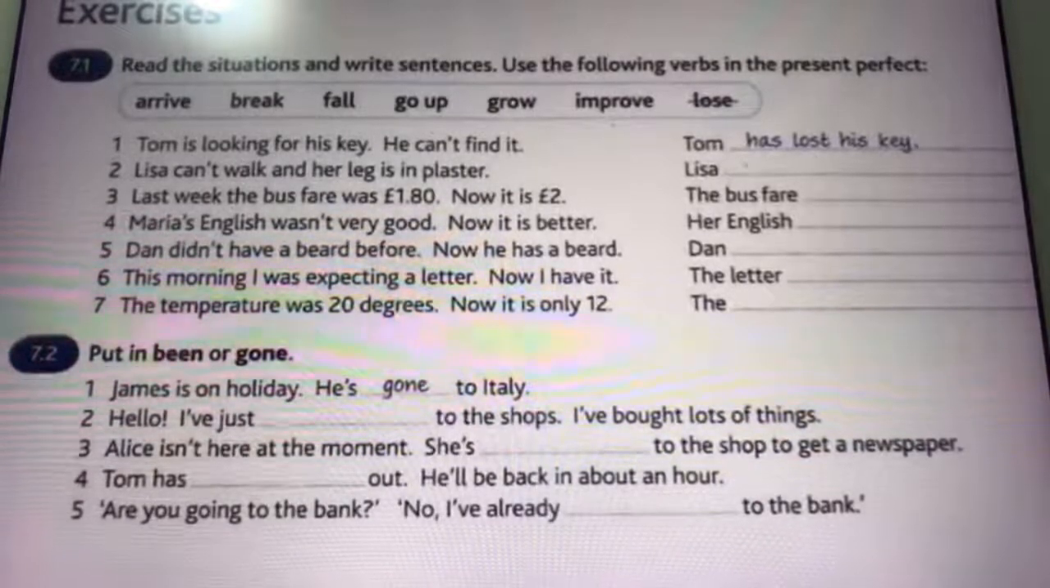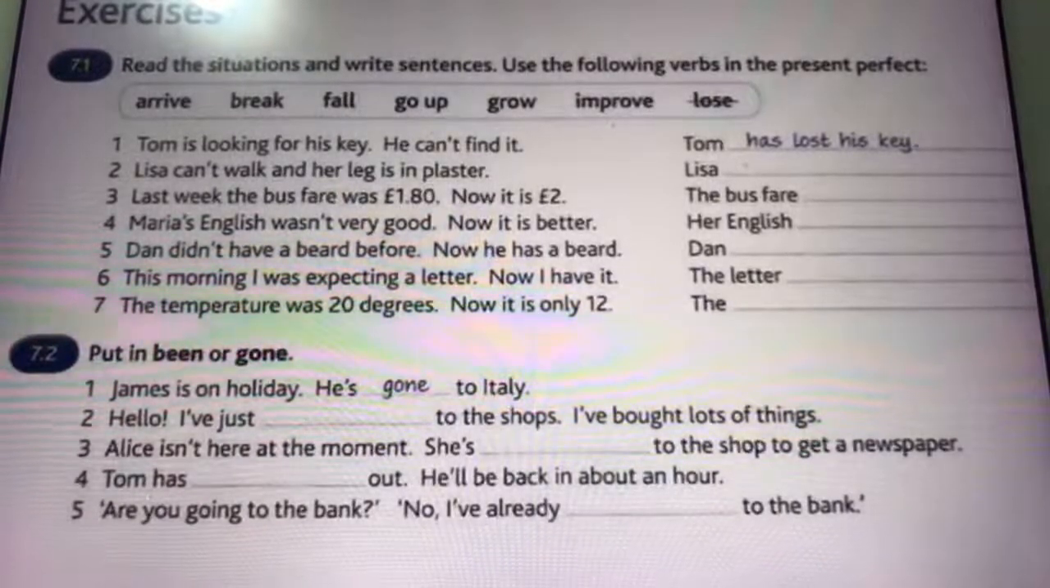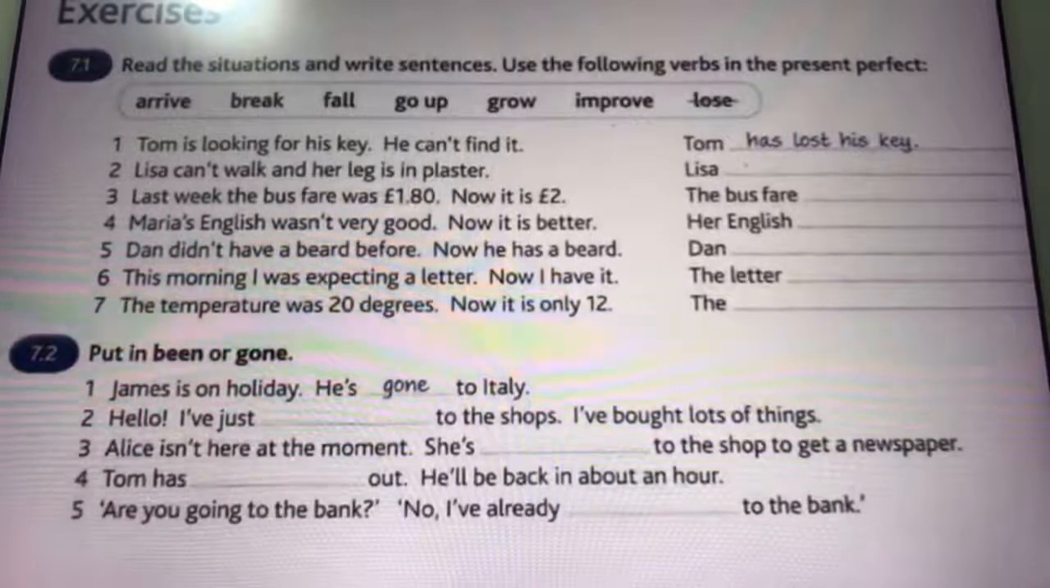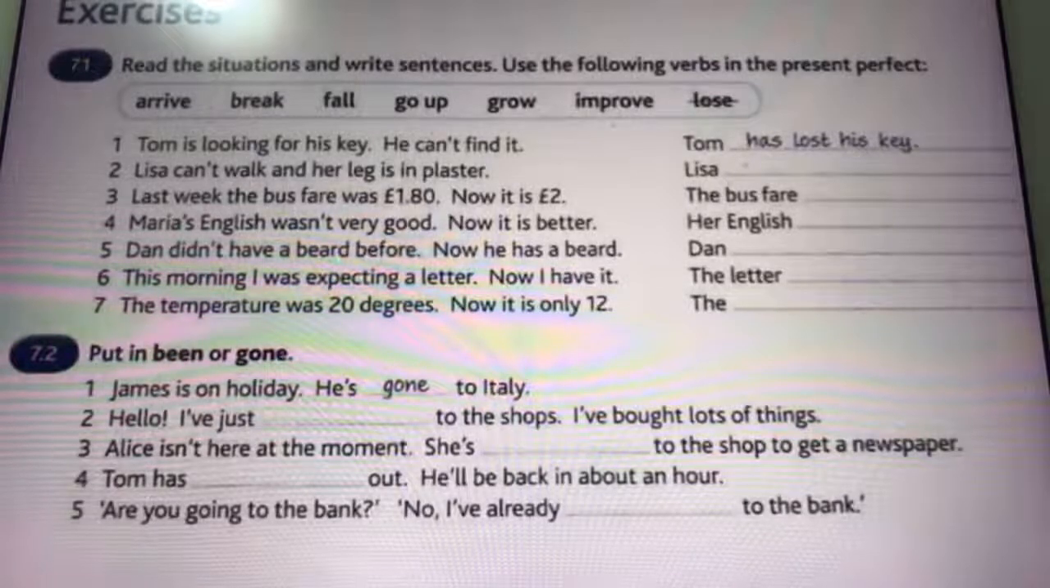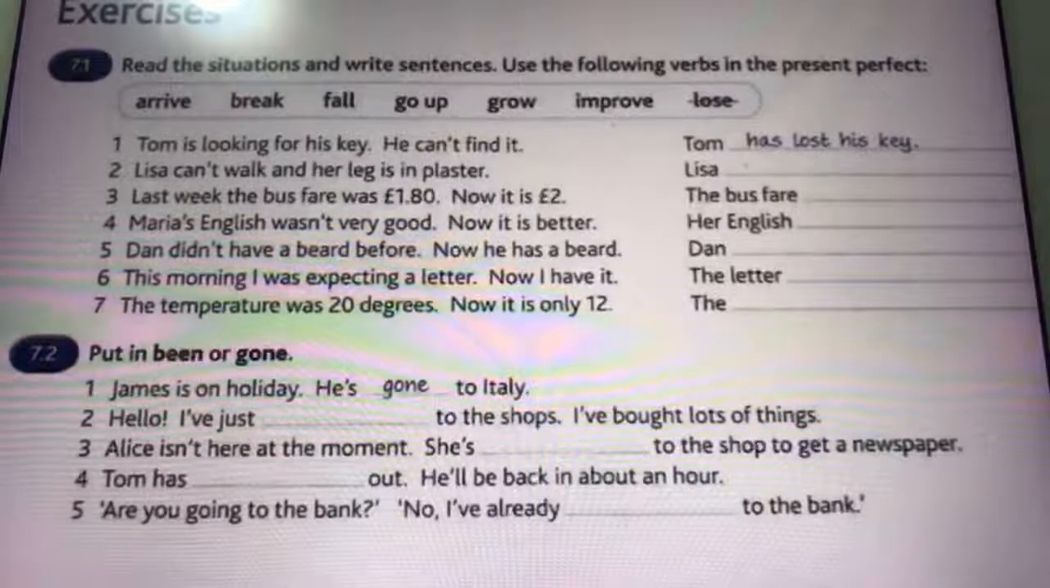Okay, next, number 4. Maria's English wasn't very good. Now it is better. Her English, grow. Honto.